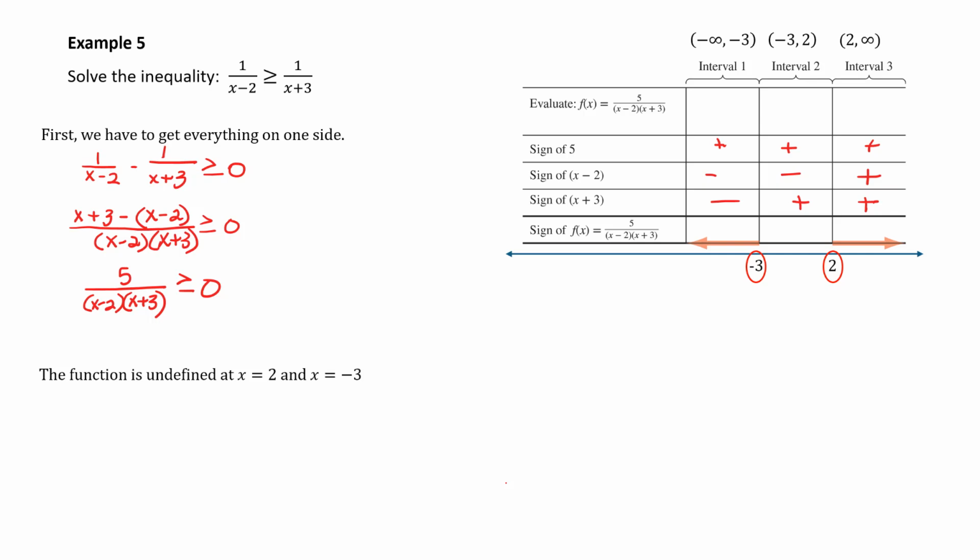So you can see that for the first interval, the function will be positive because it's positive times negative times negative. For the second interval, from -3 to 2, we have a negative for the function, and then from 2 to infinity, the function is positive. So the question is, what are the possible values of x where this is greater than or equal to 0, and that's going to happen as you go from -infinity to -3 and from 2 to infinity.